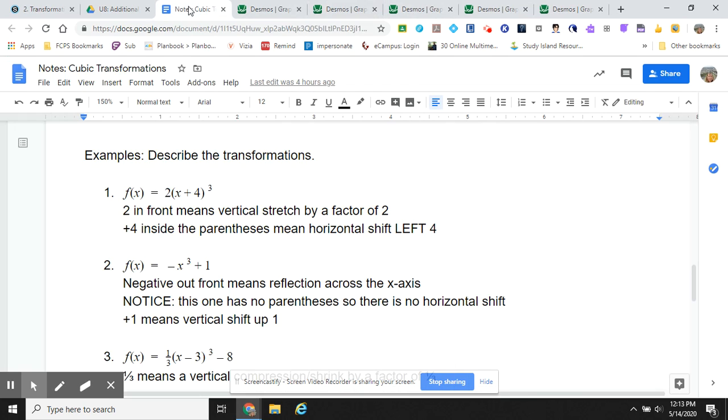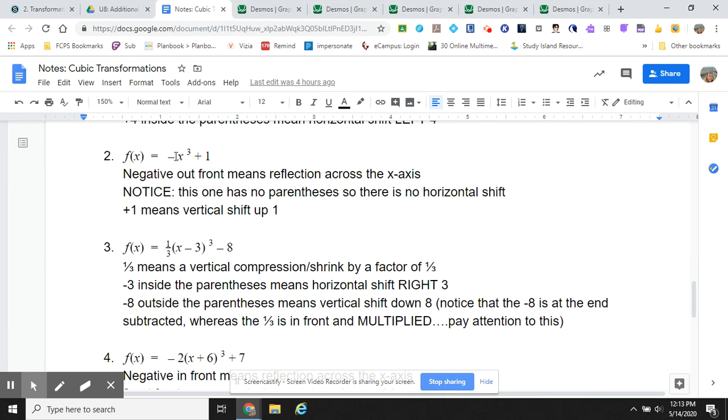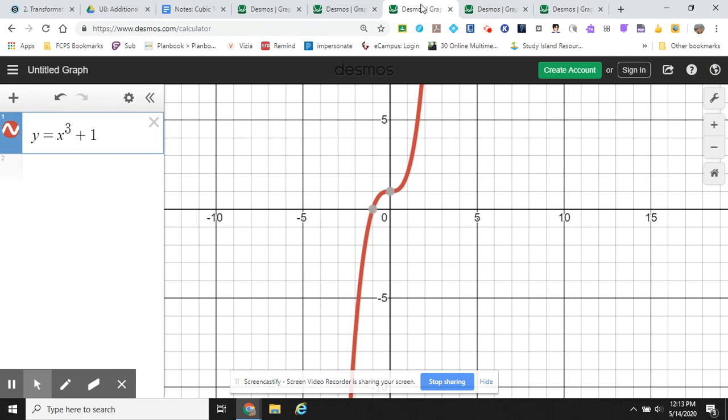So that's that one. For number 2, negative x cubed, that negative out front. Notice this one doesn't have a parentheses. So since there's no parentheses, there's no horizontal shift left or right. That's all that means. Don't be confused by the fact that there's no parentheses. There doesn't have to be a parentheses. It just means it's not moved left or right. It's moved up 1. So that's what it looks like right there. You're going to have your focal point at 0, 1.